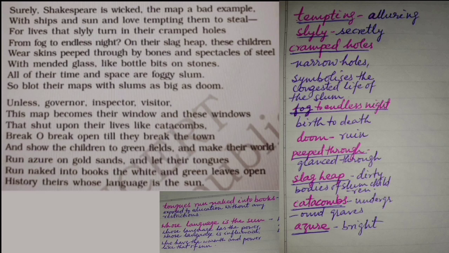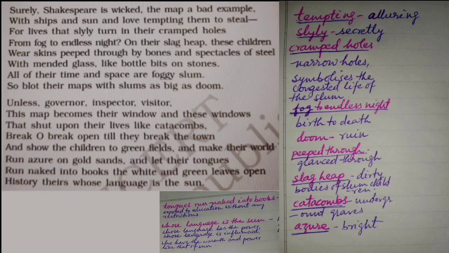So this is the first interpretation, that the poet wants equality between the slum children and that of the rich people. So he wants the world, the map, the life of the rich people to be blotted, to be blemished, to be tarnished with slums and ruin their life, so that there may be an equality.